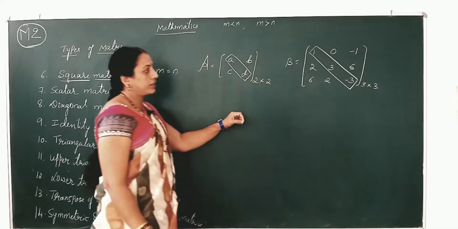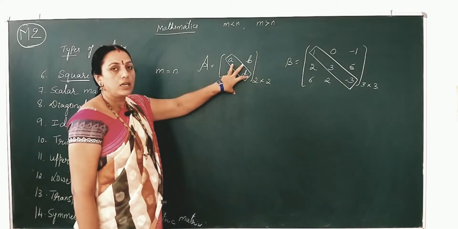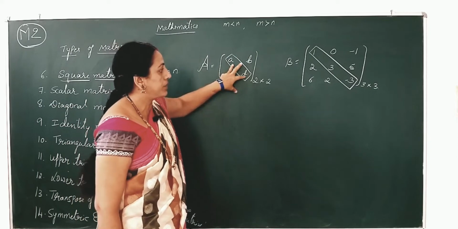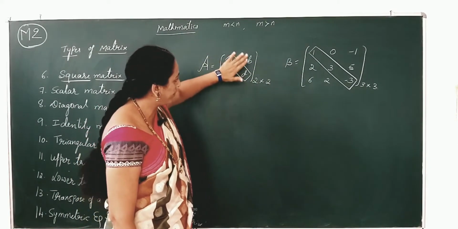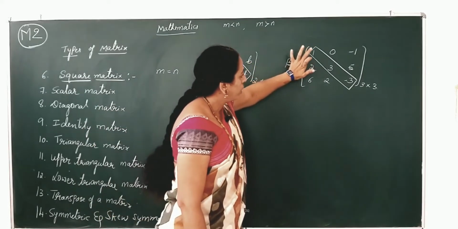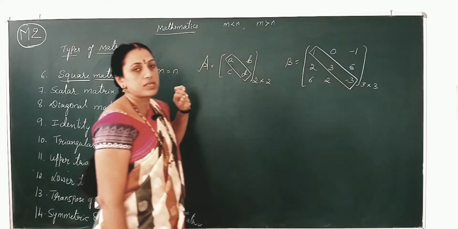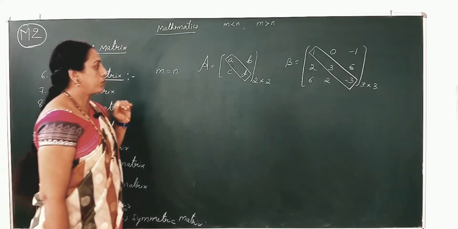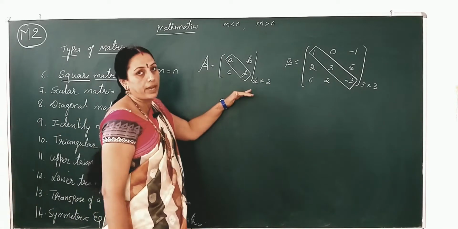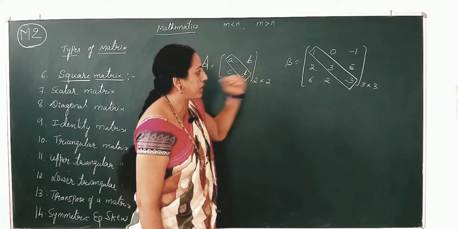These diagonals are also called principal diagonal elements. So A and D are the principal diagonal elements for the first matrix. Similarly, 1, 3, minus 3 are the principal diagonal elements for the second matrix. But how can the principal diagonal be defined? How do we define the principal diagonal?